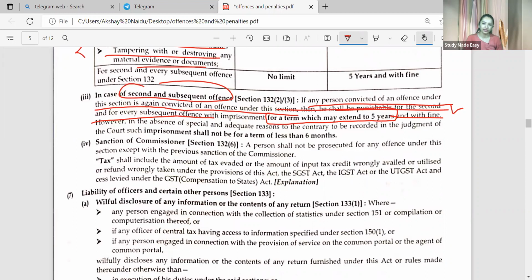So what I would suggest ना, एक लिस्ट बना लो, छोटी सी एक लिस्ट, एक पेज में कि what is the fine, what is the penalty.